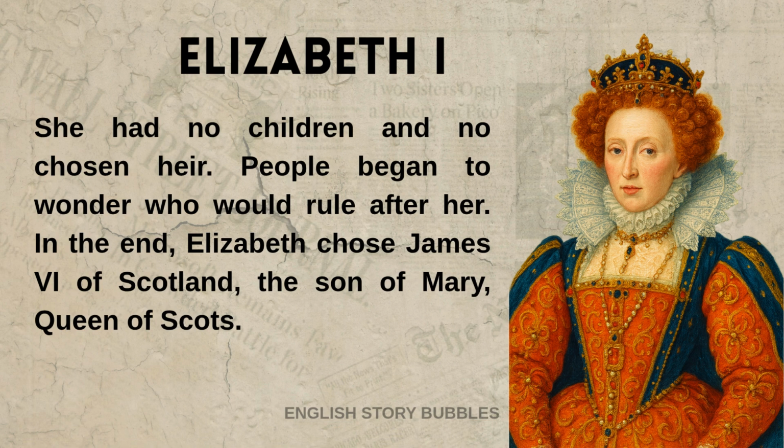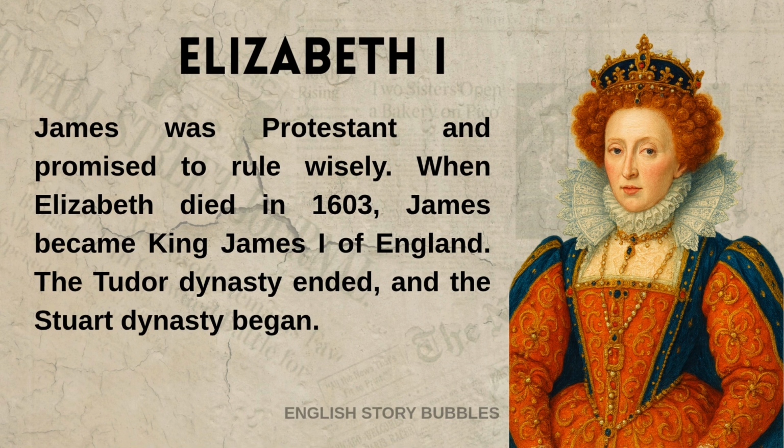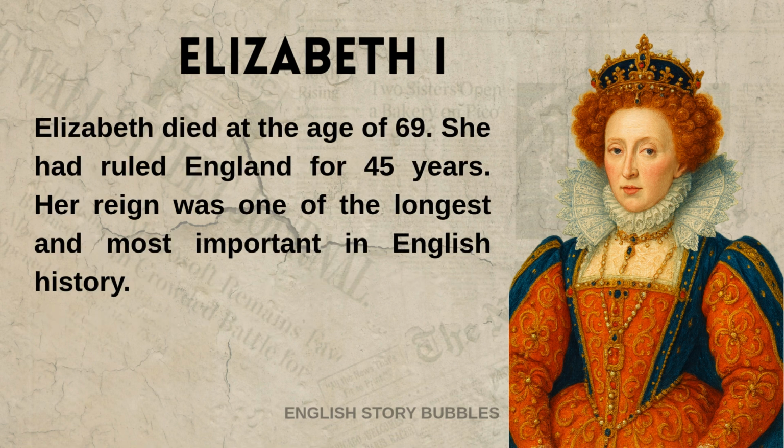In the end, Elizabeth chose James VI of Scotland, the son of Mary, Queen of Scots. James was Protestant and promised to rule wisely. When Elizabeth died in 1603, James became King James I of England. The Tudor dynasty ended, and the Stuart dynasty began. Elizabeth died at the age of 69. She had ruled England for 45 years. Her reign was one of the longest and most important in English history.